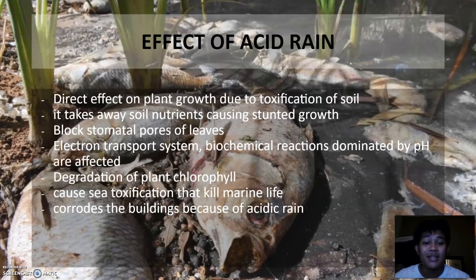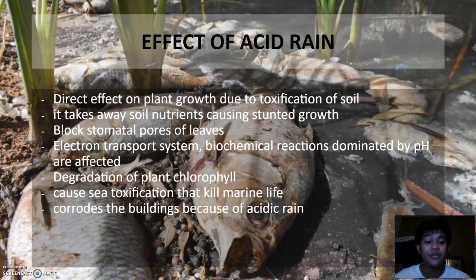Number 4, the degradation of the plant's chlorophyll because of the changes of the pH. This will decrease the ability of the chlorophyll to do the photosynthesis reaction in the plant.